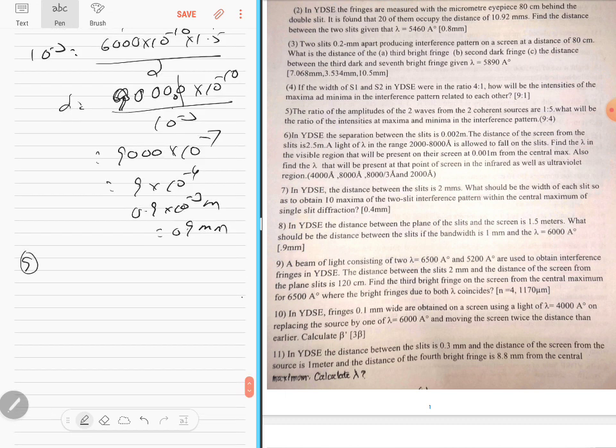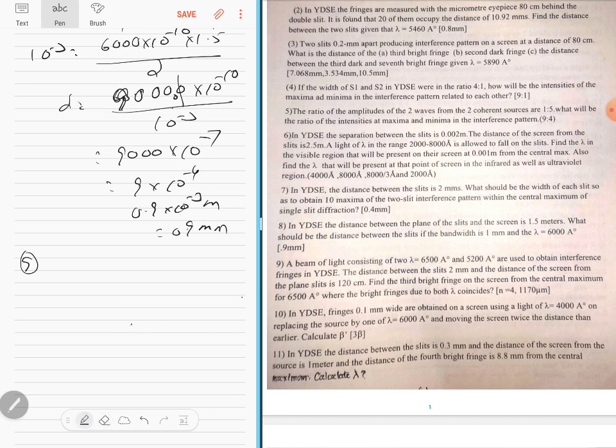The sum that I found hard is the one where there are 10 maximas present in one central maxima produced by the single slit diffraction. A single slit diffraction produces one central maxima in which there are 10 maximas that can be produced by Young's double slit. What should be the relationship between small d and small a is the question. I found that question very, very hard. So let's go to the 9th question.